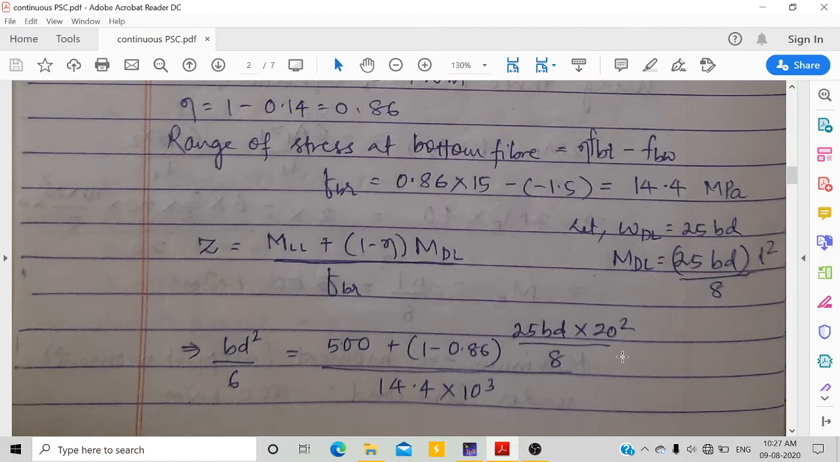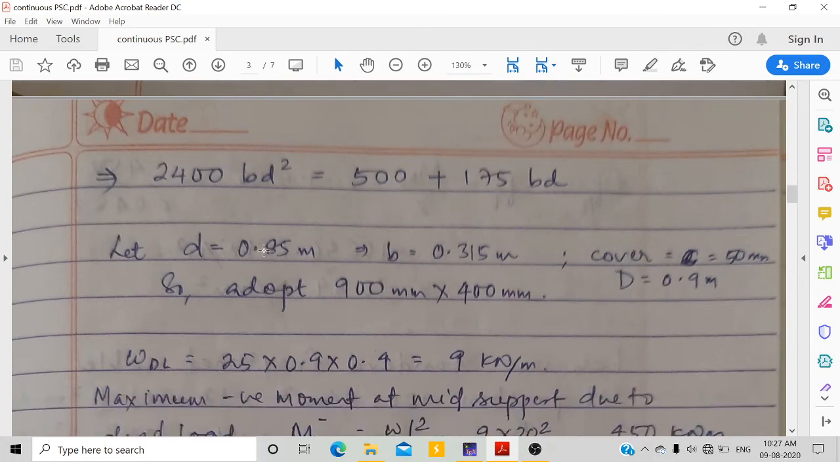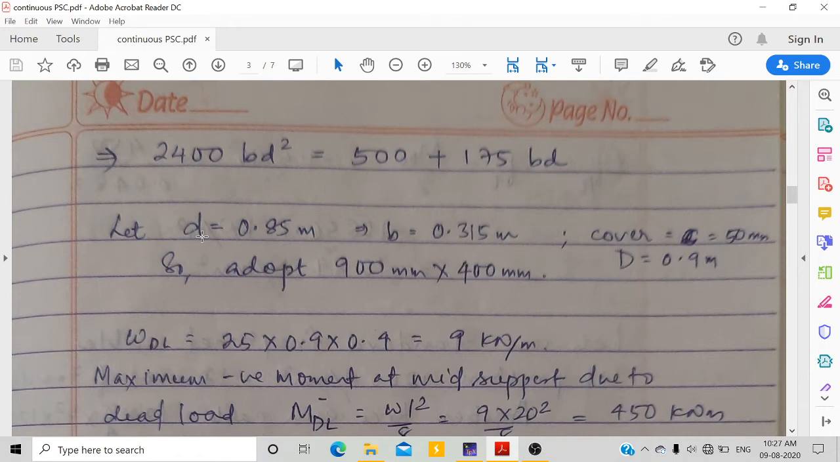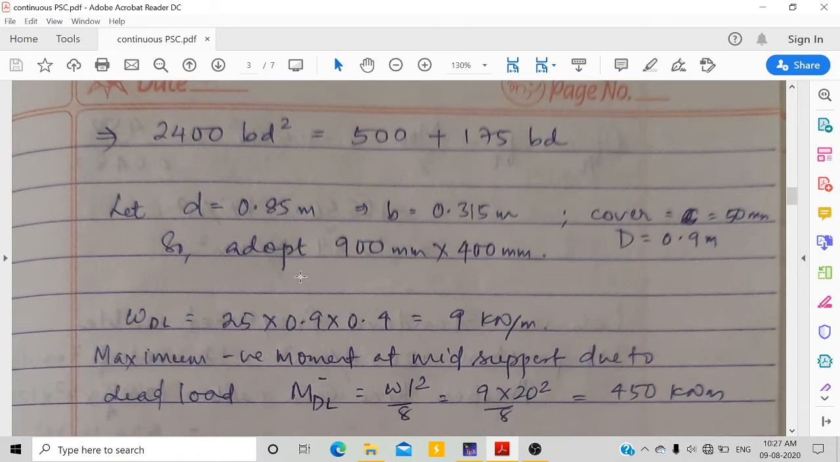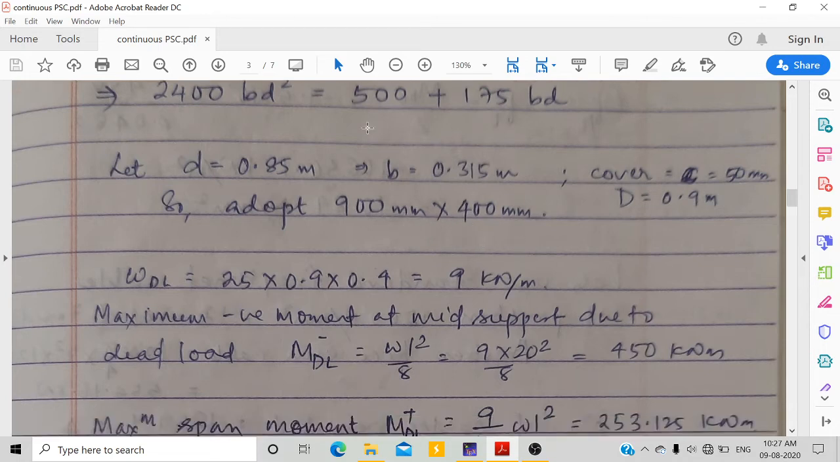Okay, this which we have calculated. So this is Newton per mm square. So this into 10 to the 3 to calculate in kilonewton per meter square. So we are getting this equation when we solve this. So if I'm adopting something like depth as 0.5 meter, I'll get B as 0.315 meter. Okay. So cover I'm putting 550 mm. So I'm taking overall depth as 900 mm or 0.9 meter. And B I have taken a little more, so 400 mm. So this is the minimum depth we need. I have taken a little higher value, 900 mm into 400 mm as beam size.